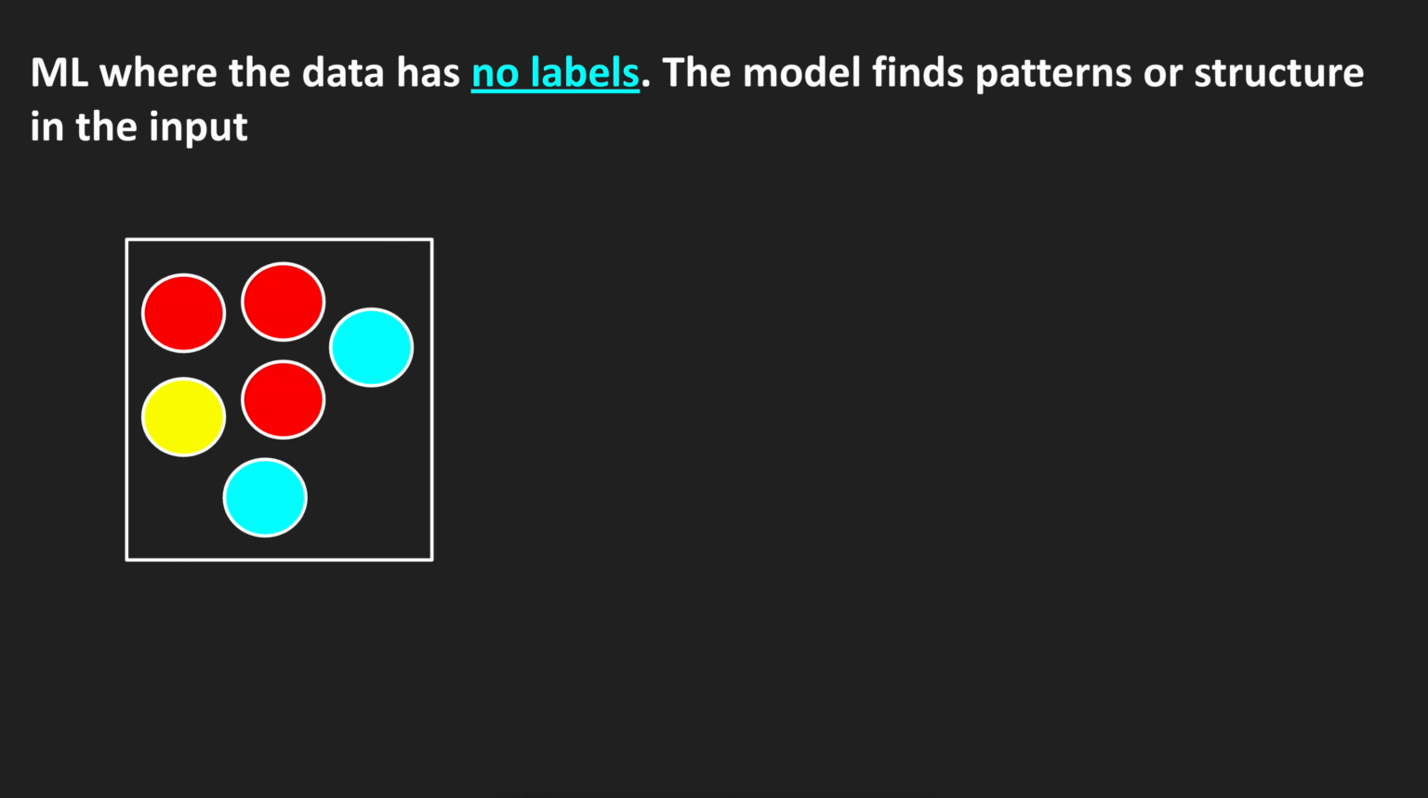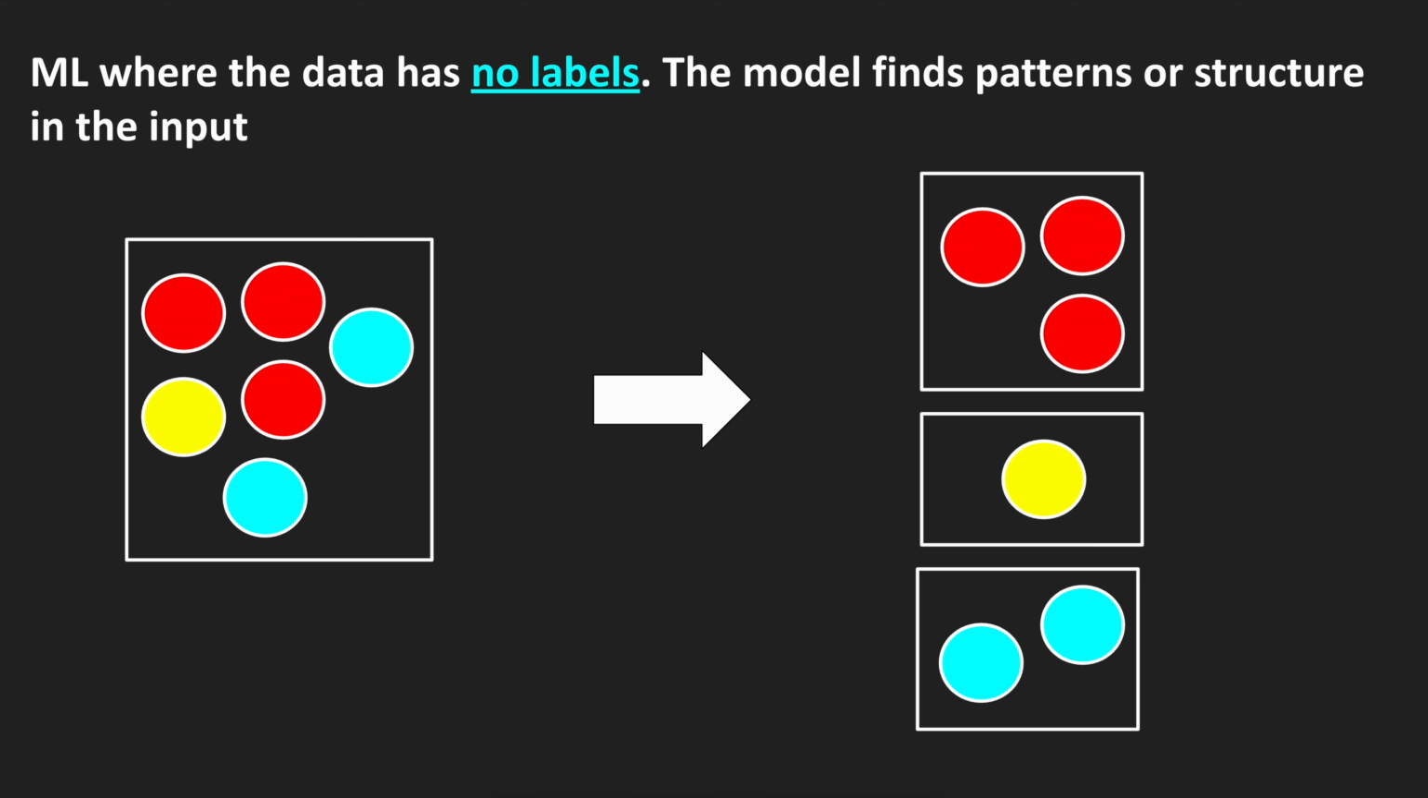A very simple example would be that, let's say we have different balls with different colors. For example, balls with red color, blue color, and yellow color, and our algorithm finds a pattern and separates them into three different groups: the balls with the red color, the yellow color, and the blue color.